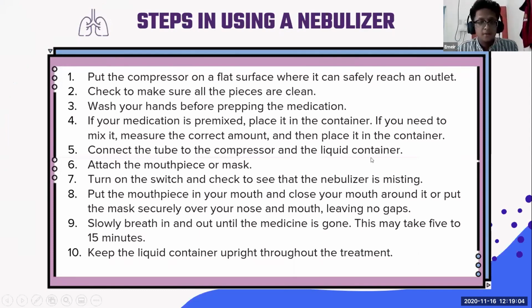Next, if your medication is pre-mixed, place it in the container. If you need to mix it, measure the correct amount and then place it in the container. Connect the tube to the compressor and the liquid container. Attach the mouthpiece or mask to the face, turn on the switch, and check to see the nebulizer is misting. Put the mouthpiece in the mouth and close your mouth around it, or put the mask securely over your nose and mouth, leaving no gaps. Slowly breathe in and out until the medicine is gone. This may take 5 to 15 minutes.